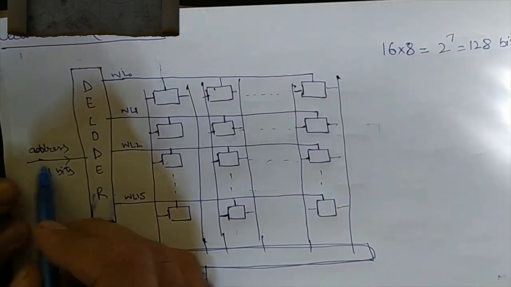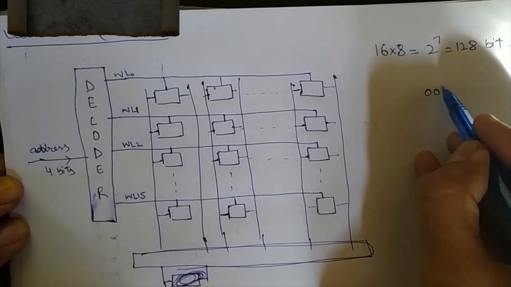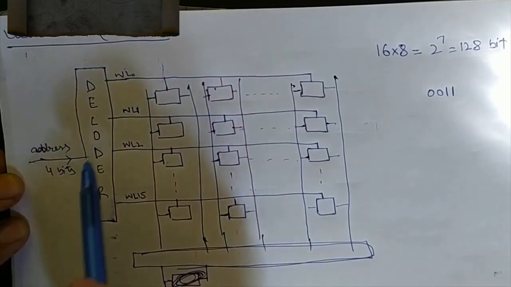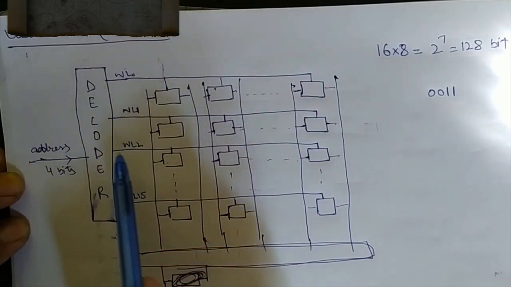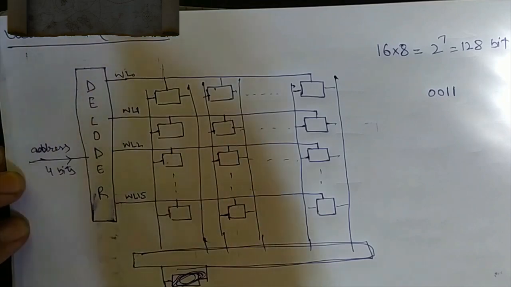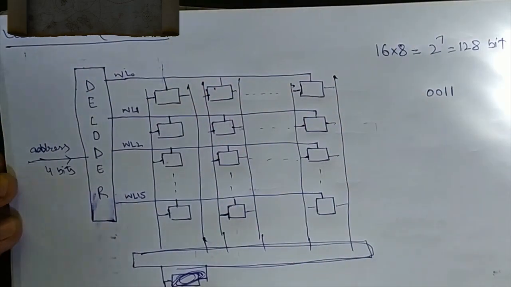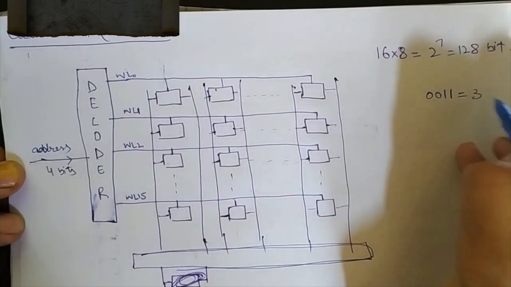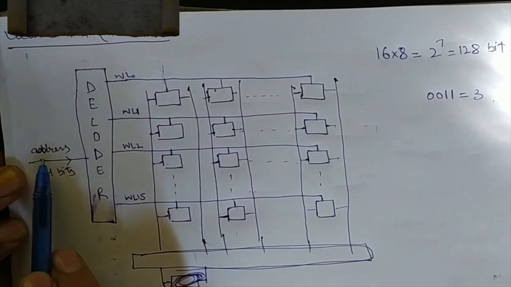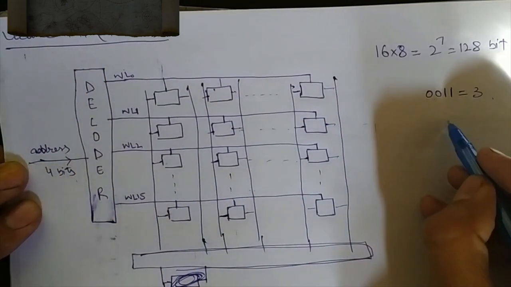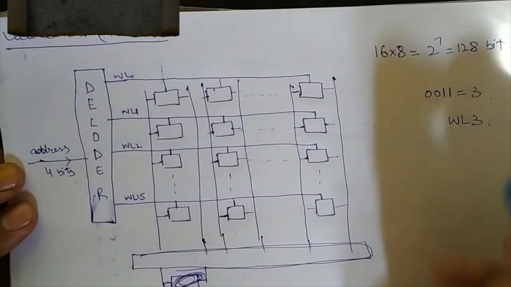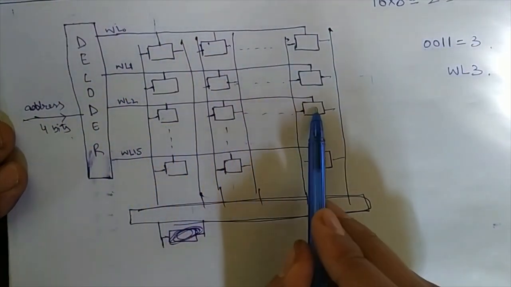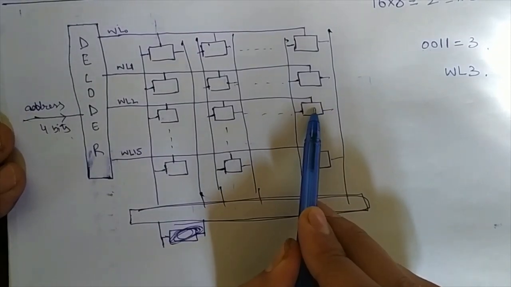Now let's say an address comes. The address is 0011. Since there are 16 rows, we have to uniquely address 16 different locations, and 16 different locations can be addressed using 4 bits. So let's say address 0011 comes. 0011 is 3, so the decoder will convert these 4 bits into an output. That means it will choose word line 3. It will activate word line 3, and the SRAM cells connected to that word line will get activated.